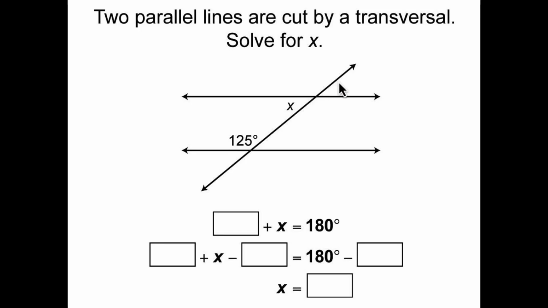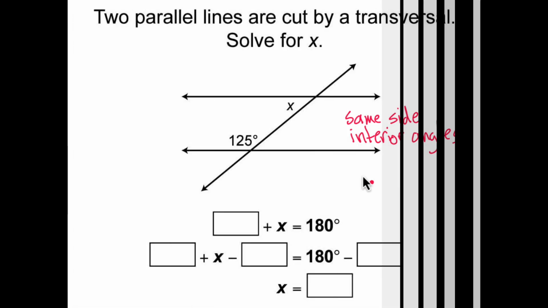Two parallel lines are cut by a transversal. There are two angles labeled, and one of them is x. To solve for x, use the properties of parallel lines cut by a transversal. Both x and the 125-degree angle are same-side interior angles.